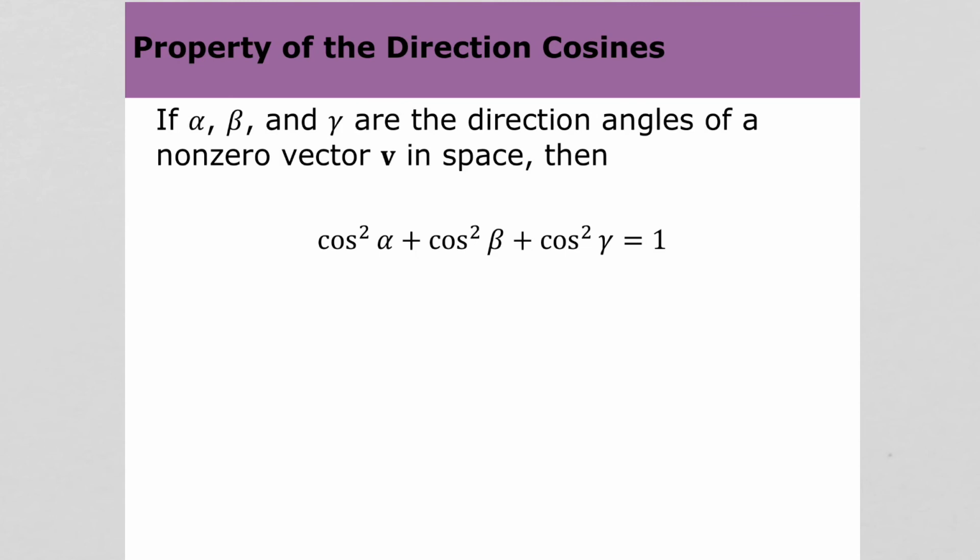Okay, property of the direction cosines. So, just like in the past, you had, well, no, I guess it's not really like the Pythagorean. Anyway, if you square cosine of alpha plus the square of cosine beta plus the square of cosine lambda, so those three angles, then you actually get 1 if you add them together.